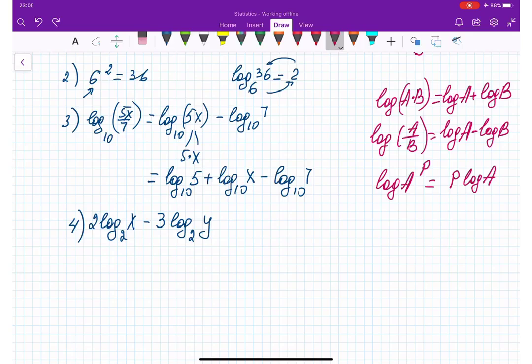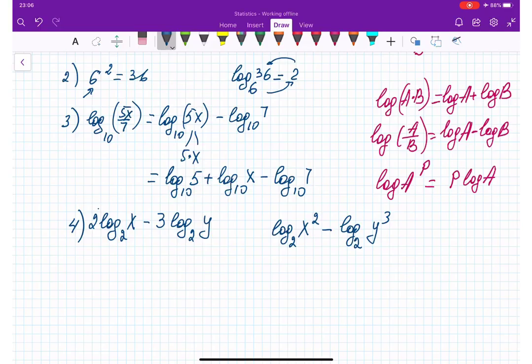Okay, well, let's use it. I have here 2 as a power times logarithm x, and 3 as a power times logarithm of y by base 2. What does that mean? That means this 2 is going to come here as an exponent, yes? So let's do it. So we get logarithm x to power 2 by base 2 minus logarithm y to power 3 by base 2.